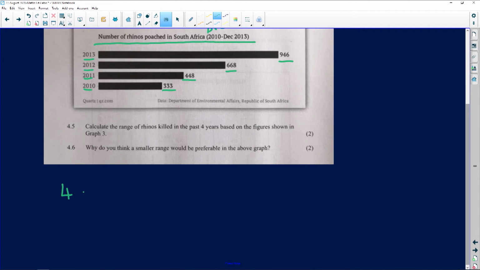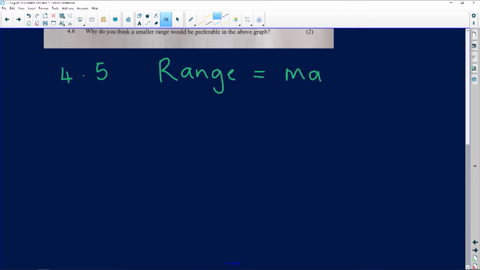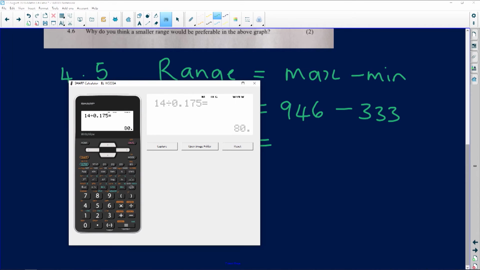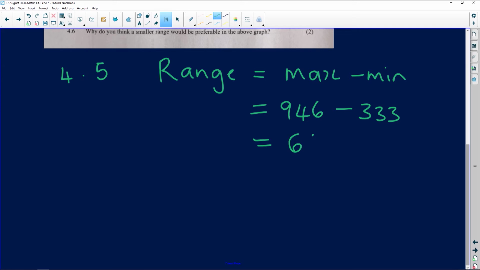So I'll just say the 4.5 range is equal to maximum minus minimum. The maximum is 946. The minimum is going to be 333. So 946 minus 333, 613. That is the range, okay? So that's the maximum minus the minimum.